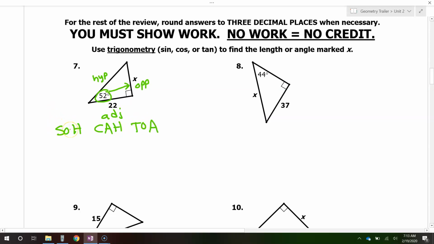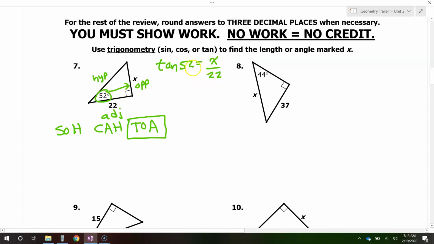Now we have to decide which one we will use. Well, we have the x and the 22 on the sides. That's opposite and adjacent. That's going to be the tangent function, which is the one that has opposite and adjacent. So we will write tangent of the angle is equal to opposite over adjacent, x over 22.